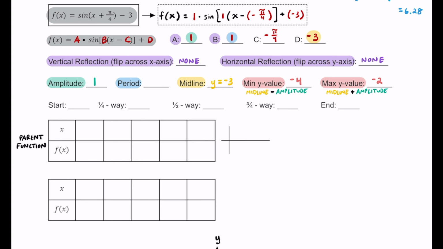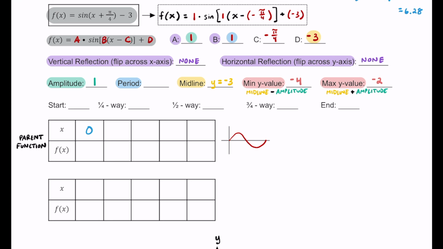Well, keep in mind that it starts at the origin, it comes up, it goes back to the x-axis, it goes down, and it comes back up to the x-axis. So that's going to be what the parent function typically looks like. If you forgot what the actual points were, hopefully this helps refresh your memory.